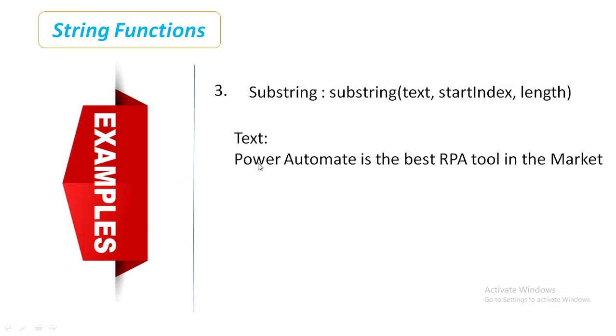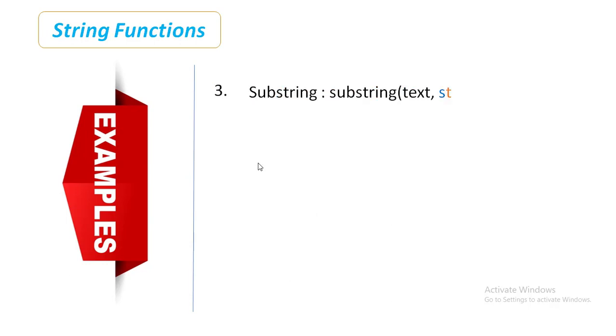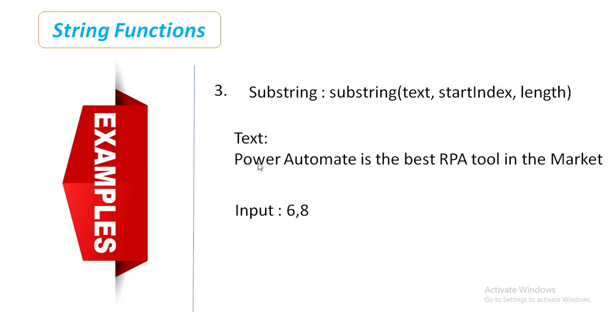Now, if you see over here, to find the position, I'm going to give the text over here and then I'm going to get the position. But over here, to get the substring, I'm going to give the starting index, that is the position, and the length, so that you will get the output over here.